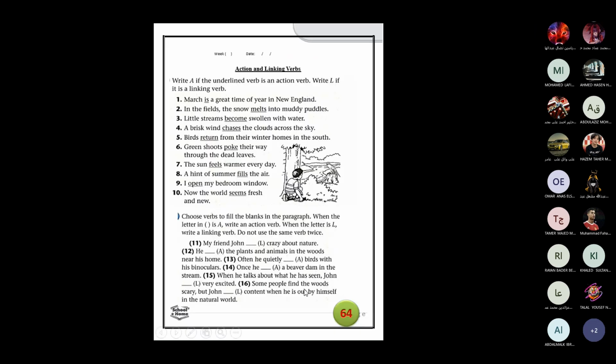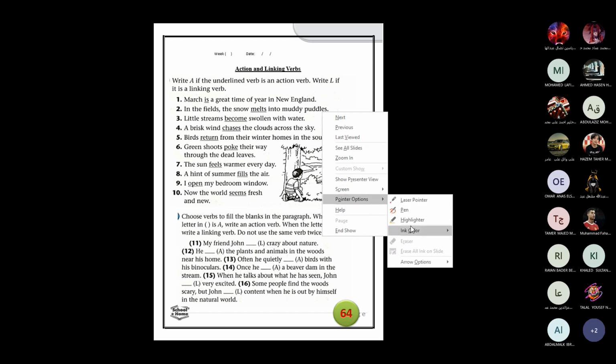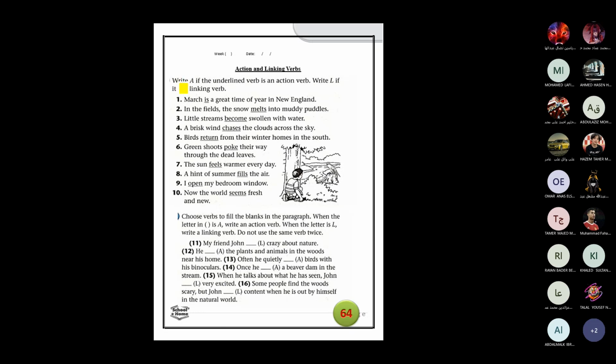Okay, so now we have page 64 in our booklet, guys. Let's open it. Page 64. Open page 64 in the booklet. Open it and solve it. Don't forget reading the head of the question. This is the head of the question. Read the head of the question.